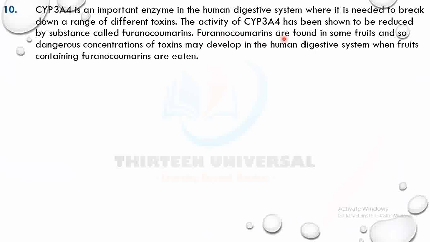Furanocoumarins are found in some fruits, and so dangerous concentrations of toxins may develop in the human digestive system when fruits containing furanocoumarin are eaten. Okay, so remember the activity of this has been shown to reduce. And what is the role of this guy again? CYP3A4 is an important enzyme in the human digestive system where it is needed to do what? To break down a range of different toxins.